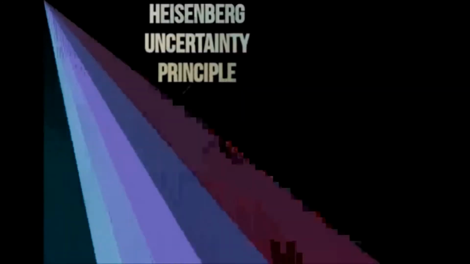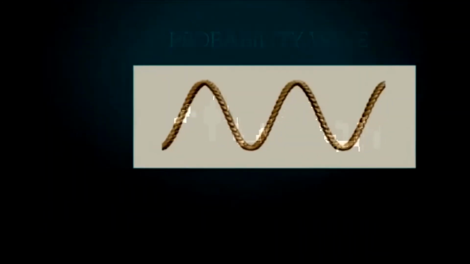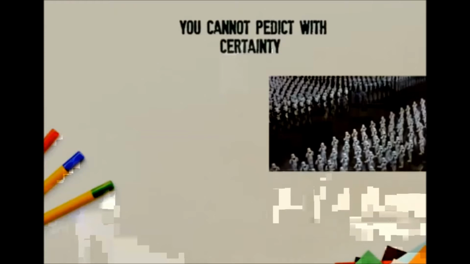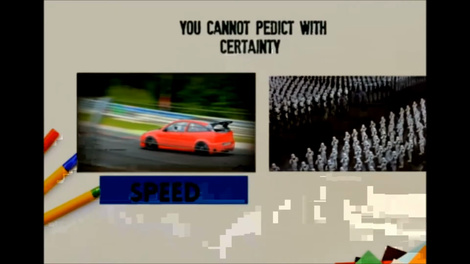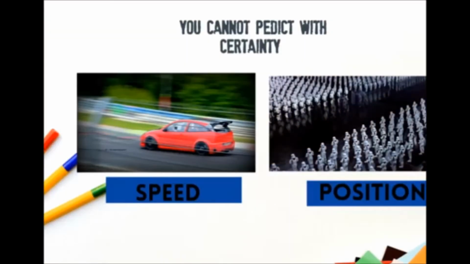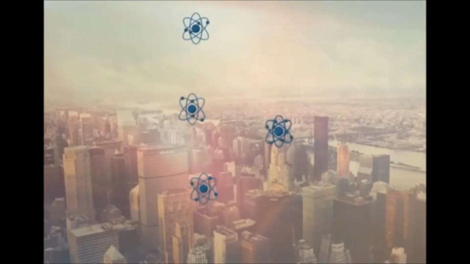Heisenberg said that there is a wave of probability, meaning that you cannot predict with certainty the speed and position of a particle. The more you know the speed, the less you know the position, and vice versa. An atom can be in all these places. Only when it is measured does it take a definite place. The quantum world still baffles scientists today.